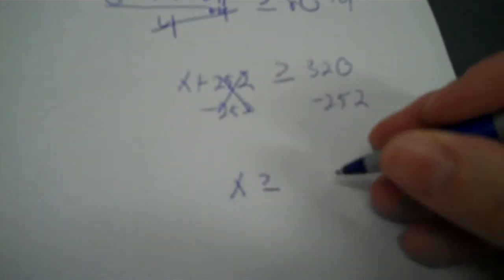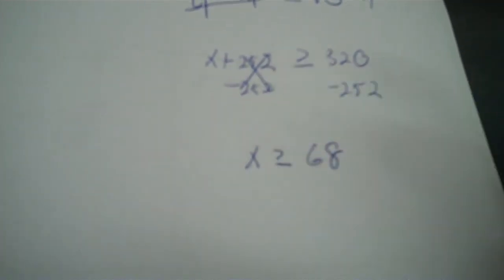$320 minus 252 is 68. So you have to get a 68 or higher to meet your goal. That's not unreasonable. Circle, fill it, and opens towards x, goes this way. So 68 going that way will meet your goal.